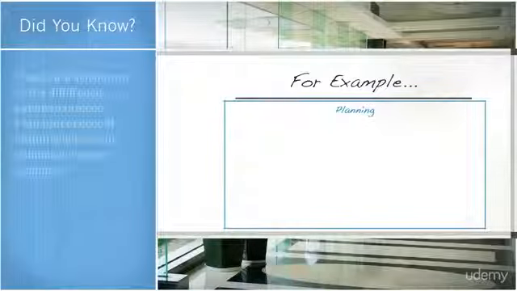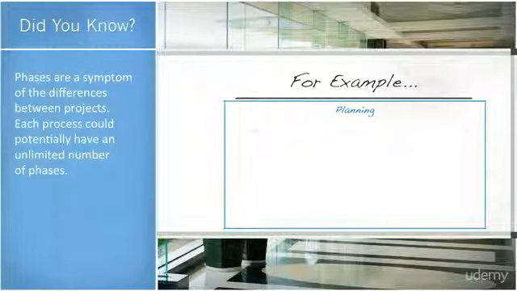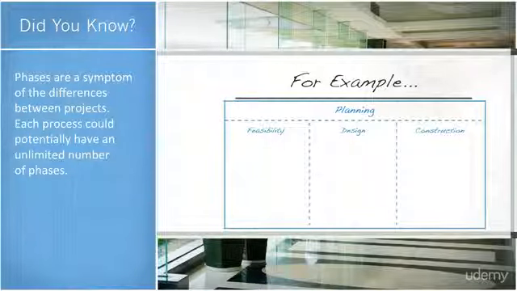Keep in mind that process groups are not the same as project phases. Process groups represent the types of phases that take place within a project. Within each process group, there are the phases that a project must go through, like planning, for instance. Large projects typically consist of many phases, like feasibility, design, and construction.